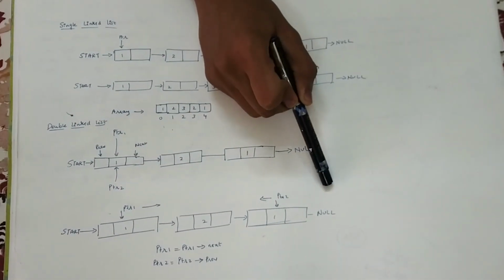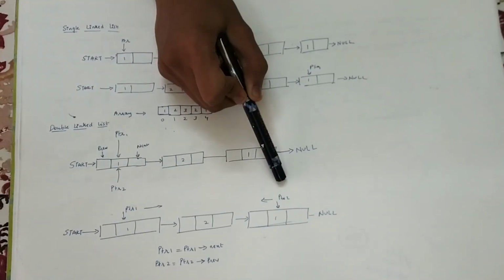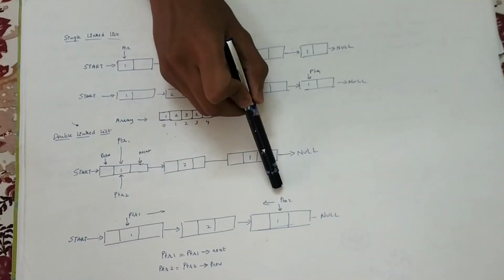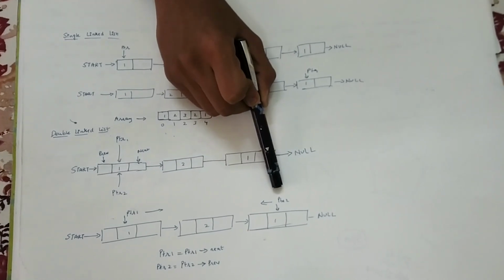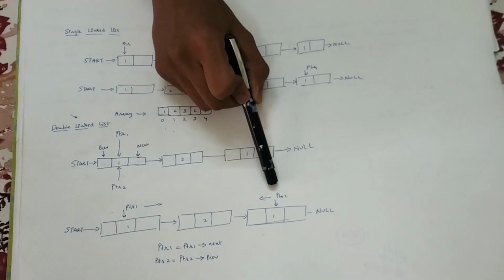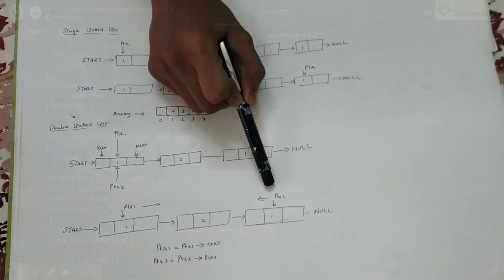Now we compare the data elements of pointer 1 and pointer 2. If the data element of pointer 1 is equal to the data element of pointer 2, we say that the linked list is a palindrome, and if the data element of pointer 1 is not equal to the data element of pointer 2, we say that the linked list is not a palindrome.